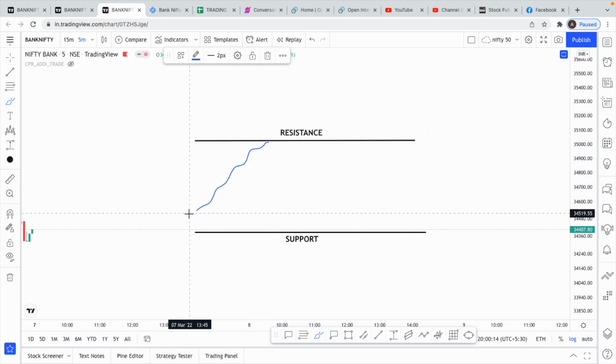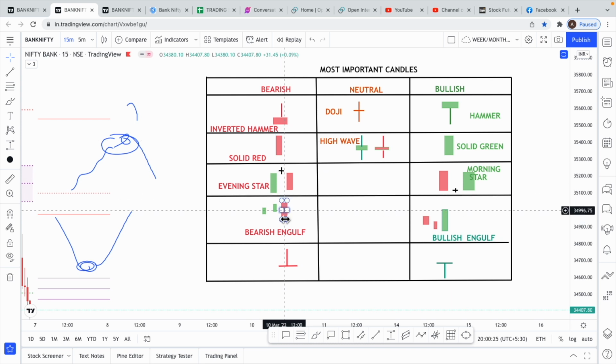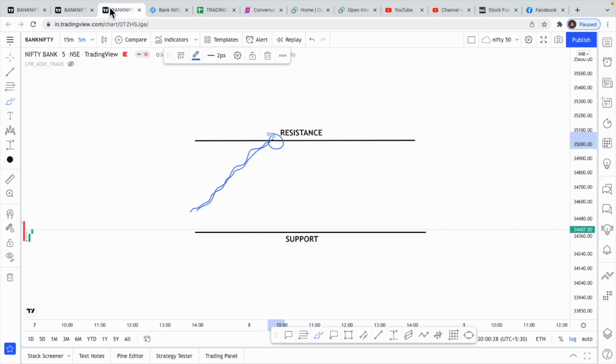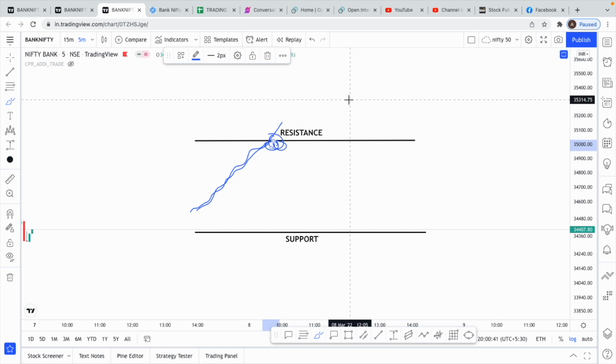Now if the price comes to this point where we have this resistance, you will see if any kind of bearish candlestick pattern is forming. Is it going to reverse from here? We don't know whether it is going to break out from here or reverse from here. So you will see if at resistance any bearish candlestick pattern is forming. Always look for a bearish candlestick pattern at resistance, and the same thing for the bullish candlestick pattern.